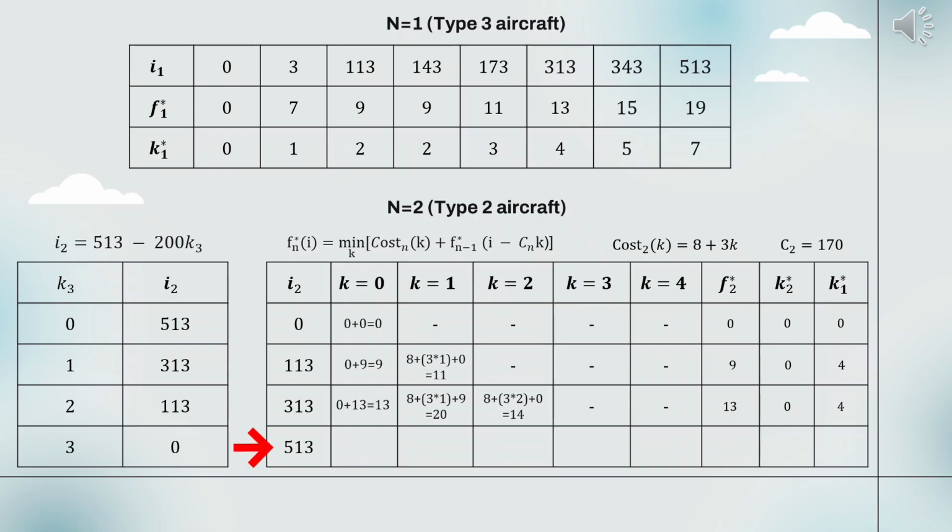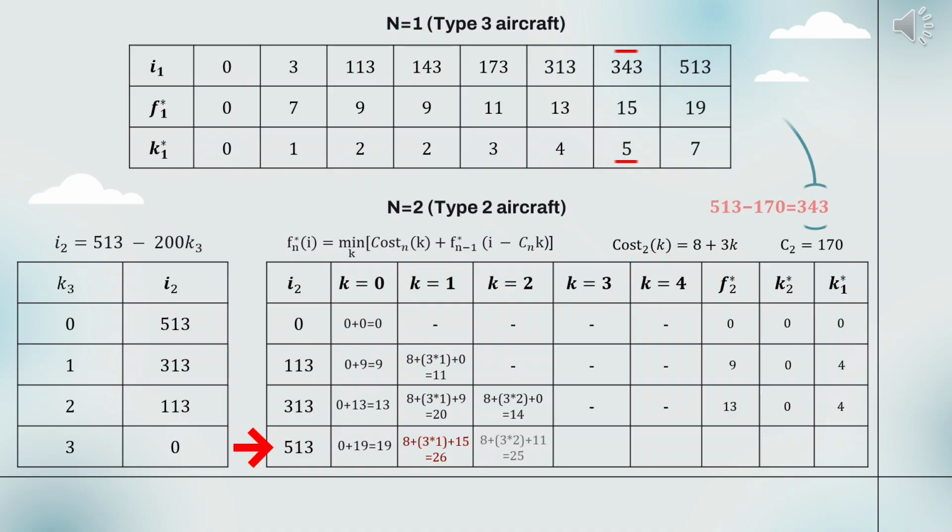In row 4, I2 equals 513. If we select 0 Type 2 aircraft, the current cost is 0, and the optimal cost for 513 passengers from the previous stage is 19, making the total cost 19. If we select 1 Type 2 aircraft, the current cost is 11. The remaining passengers are 513 minus 170 equals 343. The optimal cost for this number from the previous table is 15, resulting in a total cost of 26.